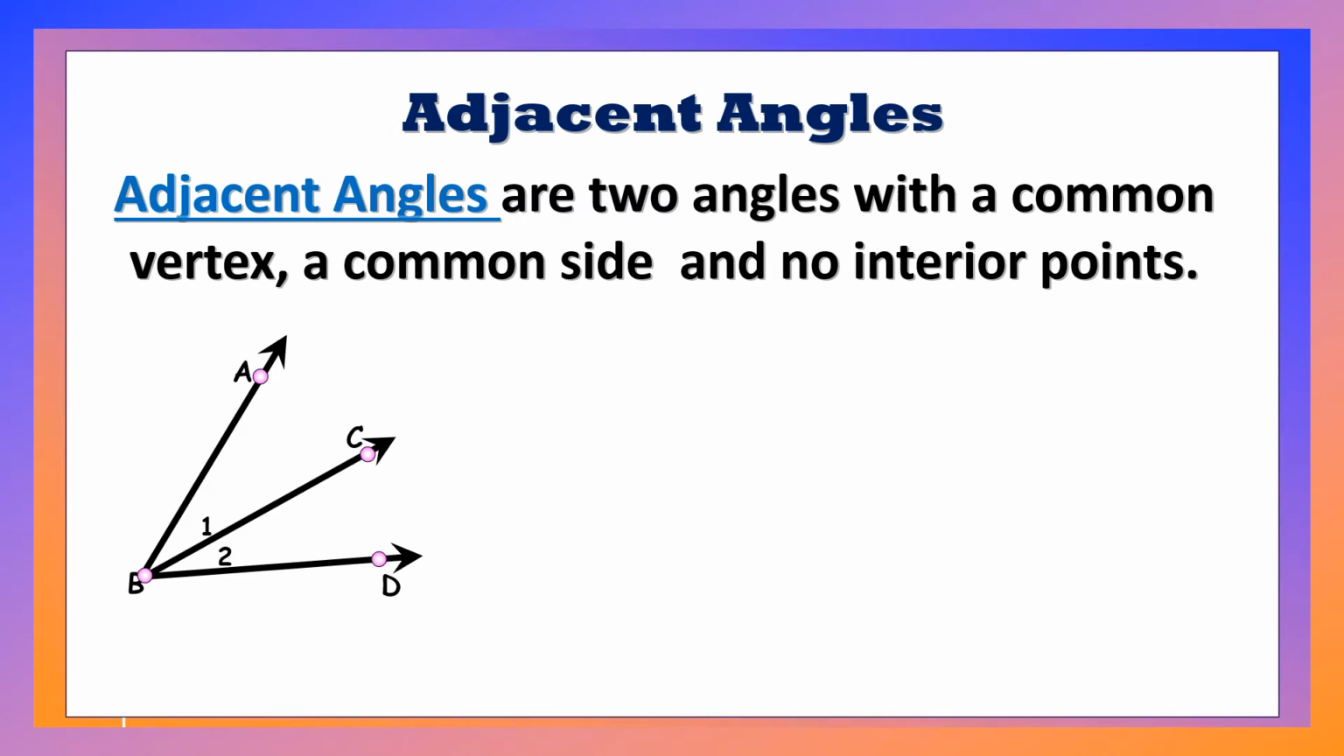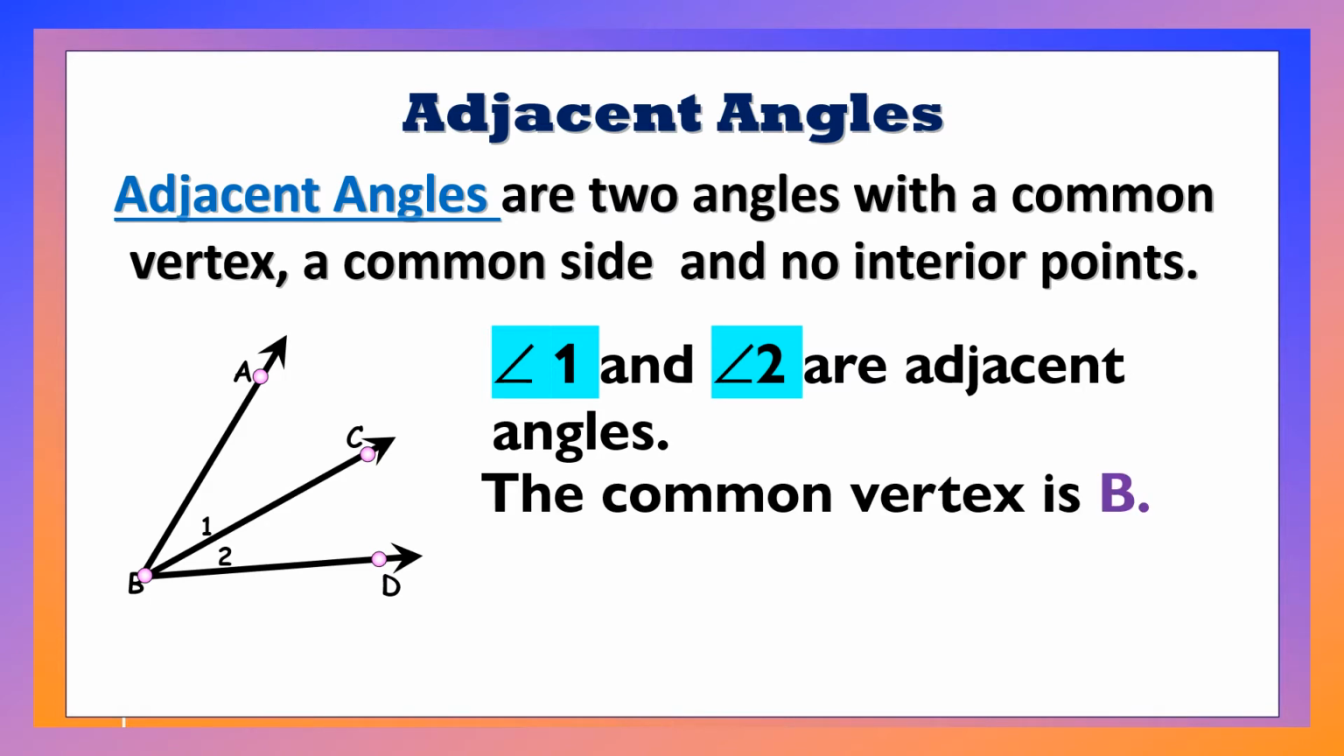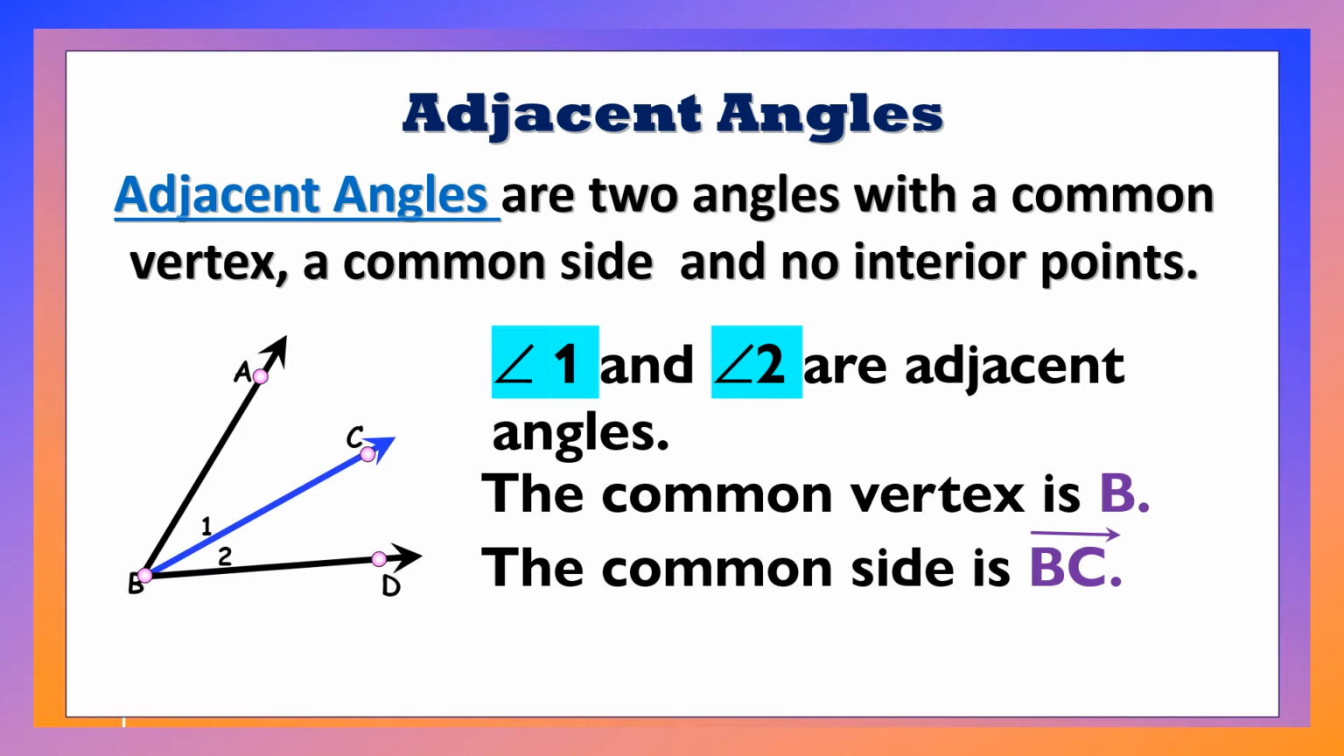Adjacent angles are two angles with a common vertex and a common side and no interior points. So in the given figure, angle 1 and angle 2 are adjacent angles. The common vertex is B and the common side is ray BC.